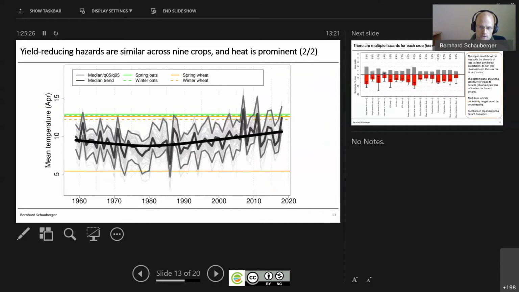And the same holds true for April. So we are also very close to crossing the hazardous thresholds for many crops. But interestingly, spring wheat, which is the orange line at the bottom, also has a low temperature hazard. So if it's too cold in April, there's also a danger of yield losses. And this hazard, luckily, we're going to evade in the future.